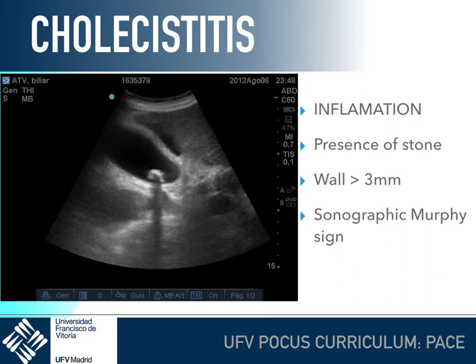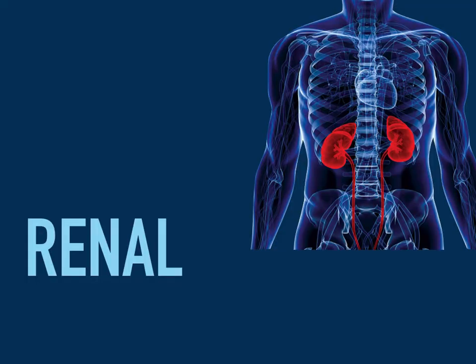can evaluate as well the sonographic Murphy sign, which is supposed to be more sensitive than the clinical Murphy sign, in which we are placing the gallbladder in the middle of the screen and just press to cause the characteristic pain in our patient.